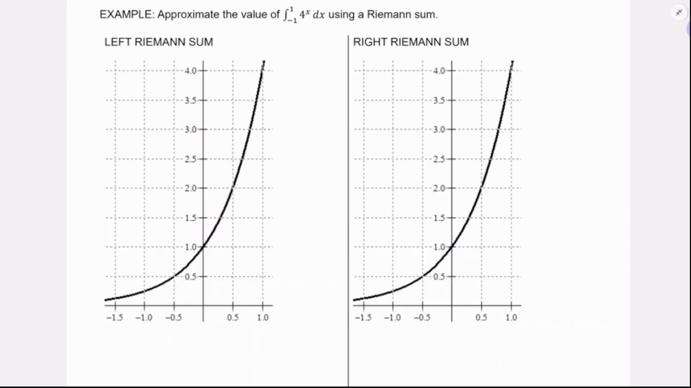Alright, so let's do a couple of these. We're going to approximate the value of the integral from -1 to 1 of 4 to the x using a Riemann sum. And I think it's probably important looking at the graph. Yeah, the graph goes from x equals -1.5 to +1. So we should be aware that the limits of the area we're interested in are right here. So I'm not going to be interested in anything outside of this.